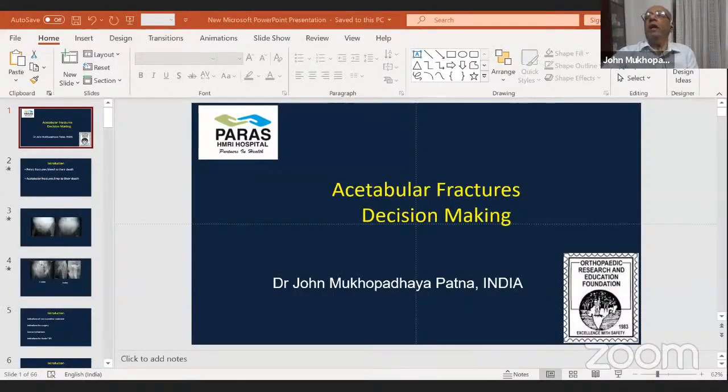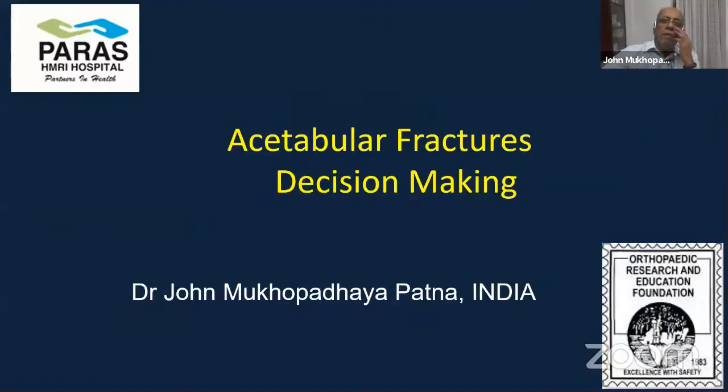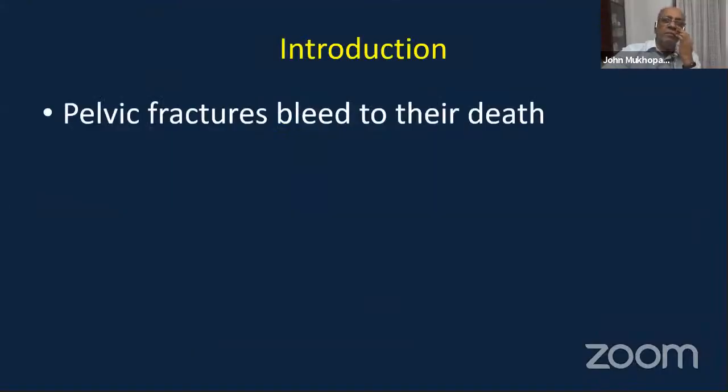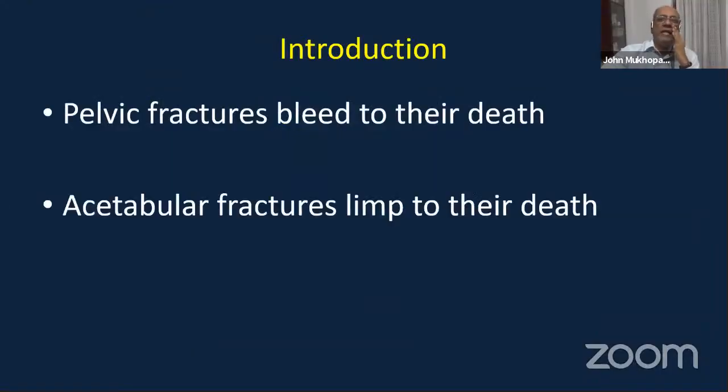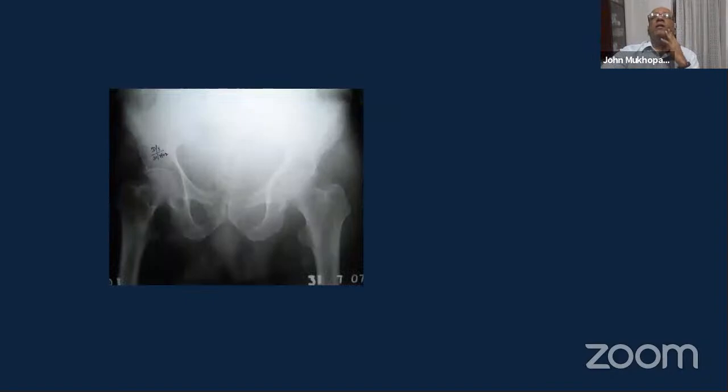We're now going to come to decision making in acetabular fractures, and go back to Marvin Tile's statement that pelvic fractures bleed to their death, while acetabular fractures limp to their death. Here's a classical example. Here's a patient who was seen elsewhere initially, and these were the initial X-rays. This was the only X-ray taken. I'm not sure whether any fracture was diagnosed, but even in retrospect, it's a little difficult to make out anything.